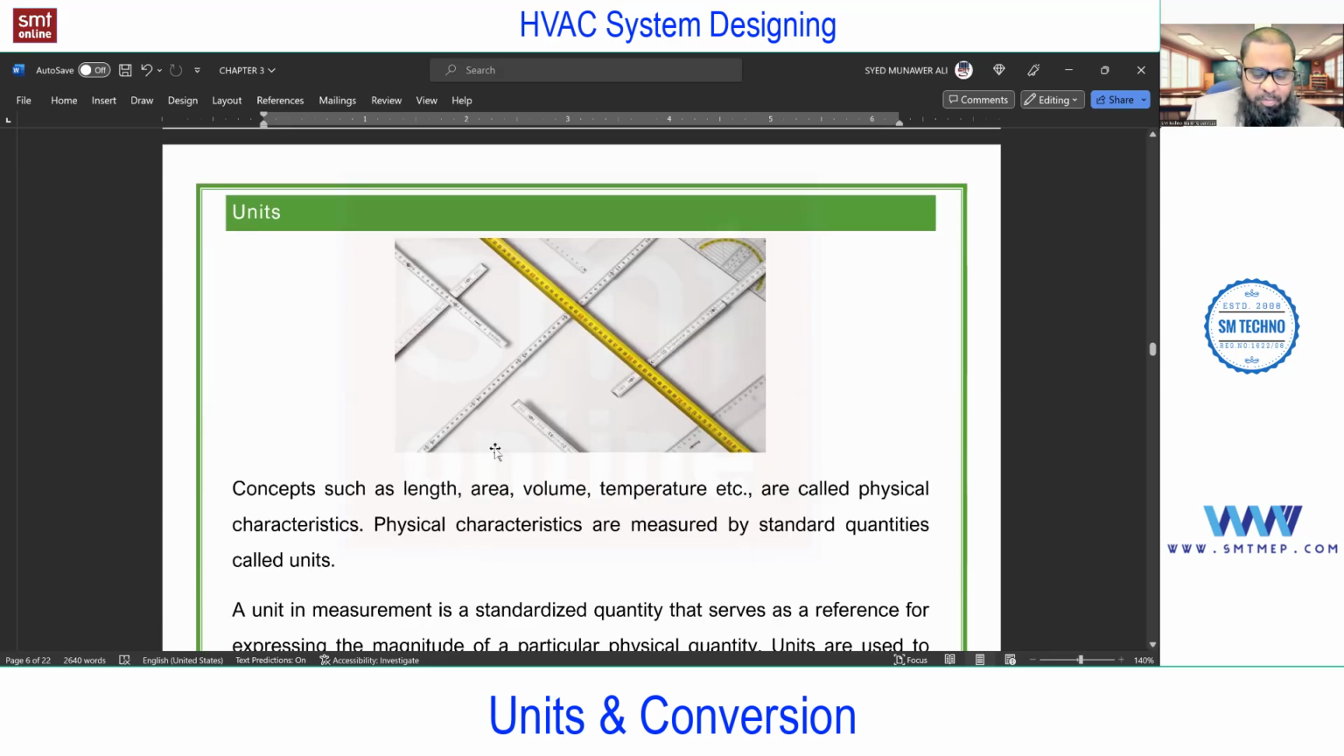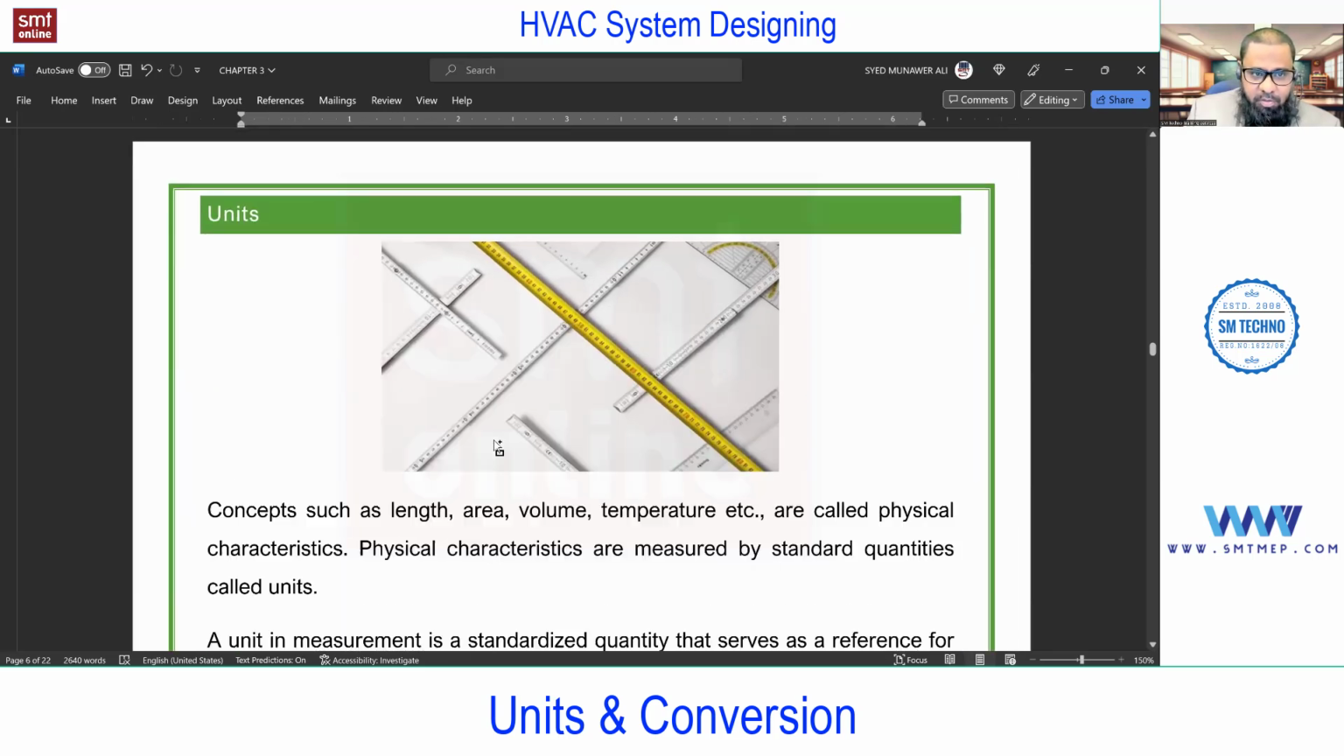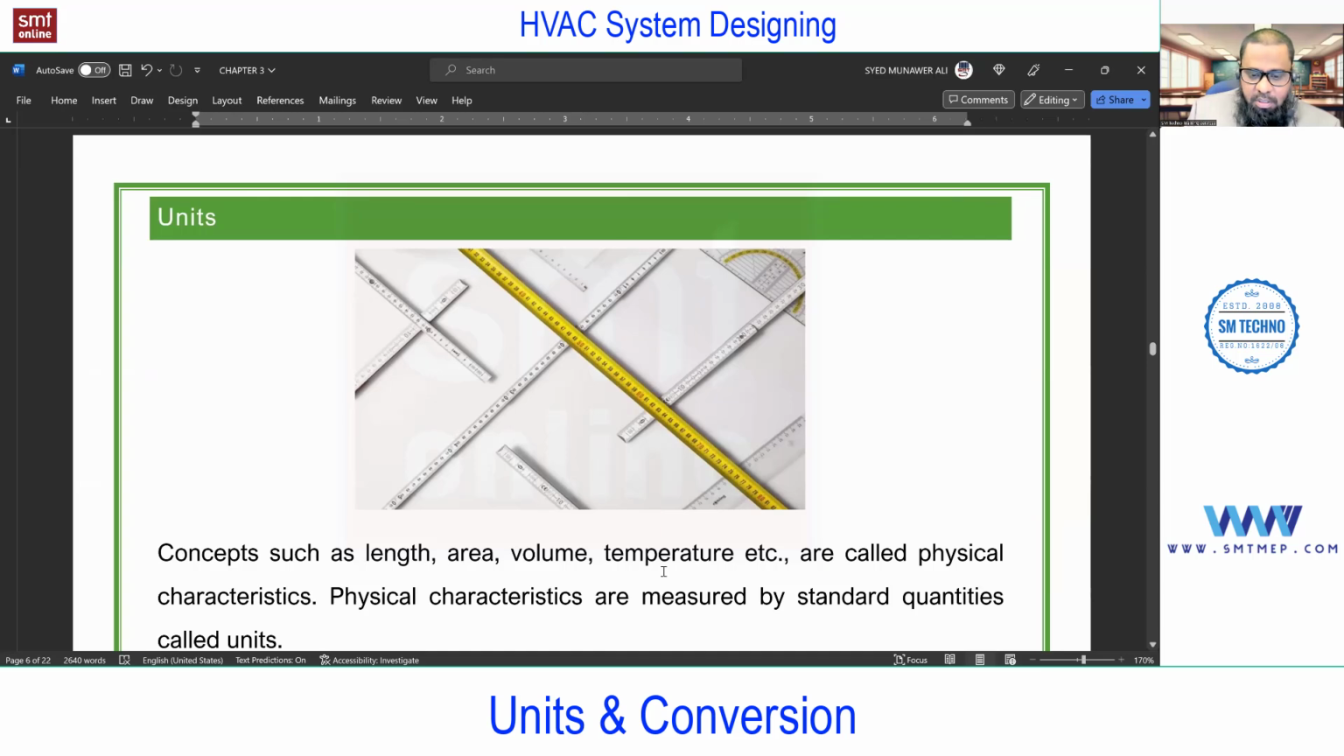So next topic is very basic and at the same time very important. Without units, you cannot think for designing or installation or estimation or drafting. Okay. So as an engineer, this is like MS Office for you. MS Office is very basic in all the fields. Without units, you cannot think to deal with the calculation part.